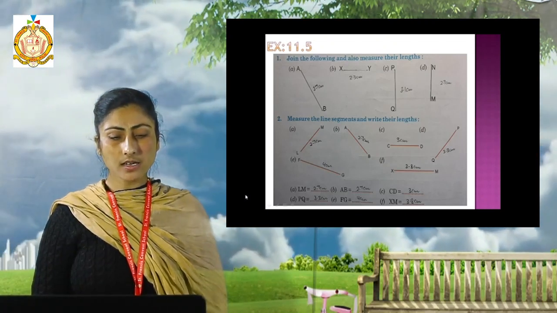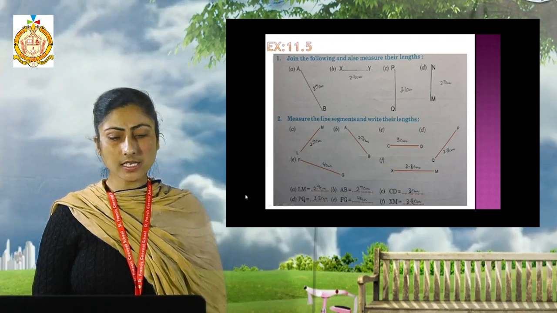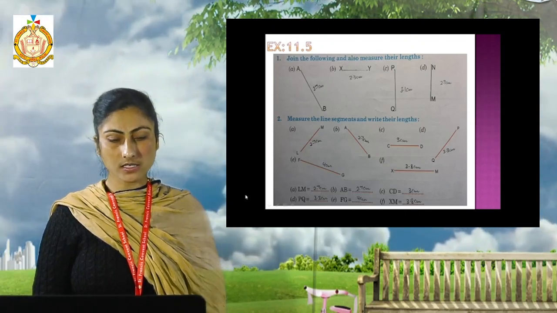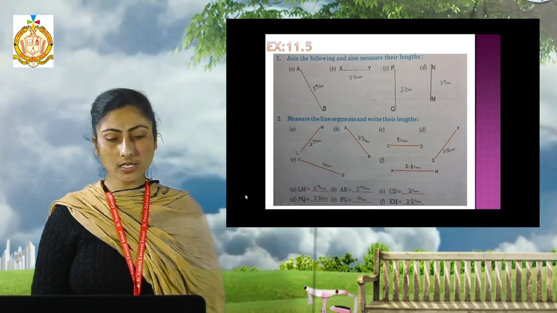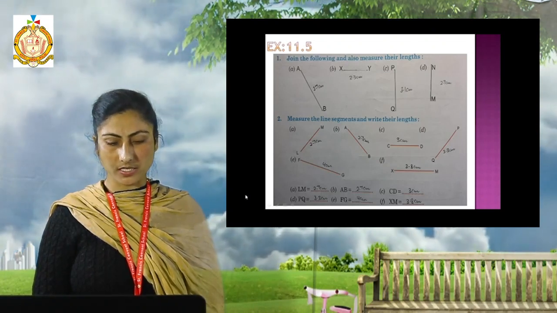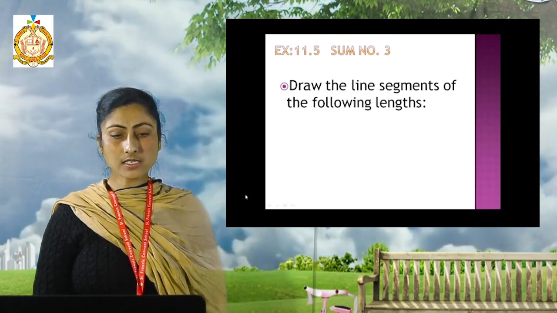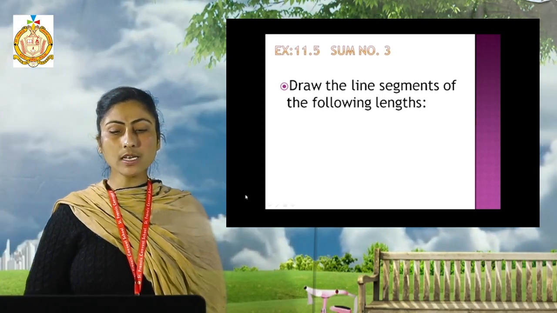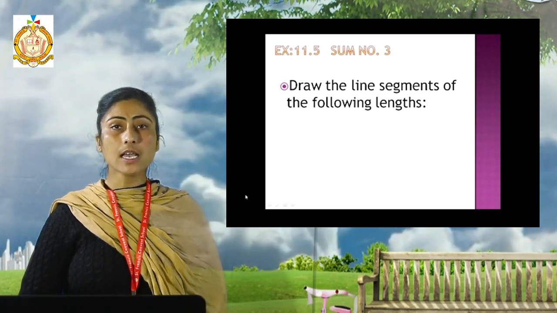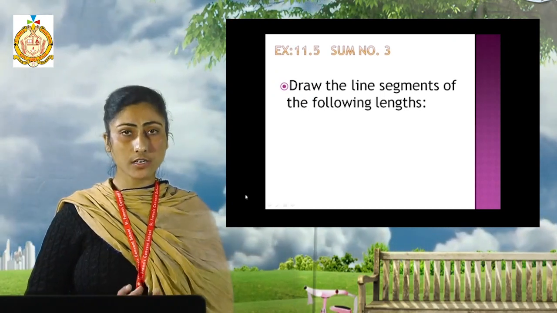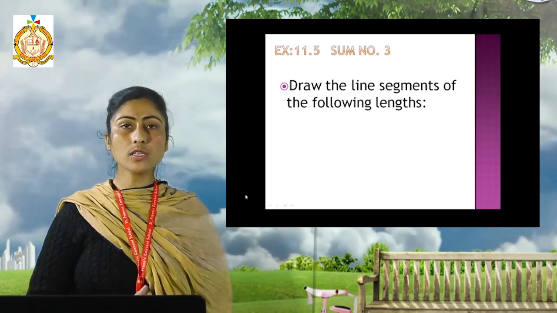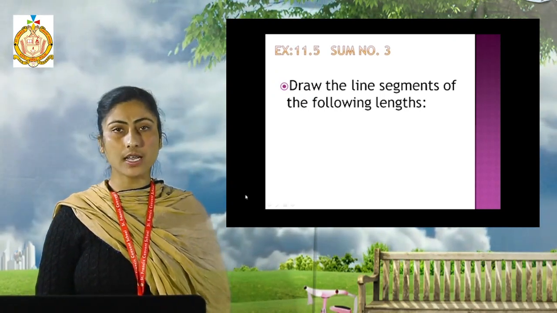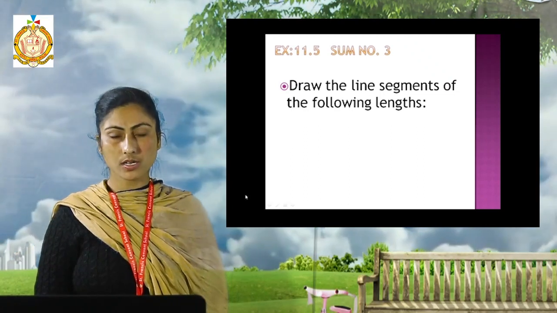Next is second part, measure the line segment and write their lengths. Same, measure all the line segments and write down their measurements. Next 11.5 exercise, sum number 3, which is draw the line segments of the following lengths. Measurement of lengths are given to you. You have to draw the line segments of the given lengths on your notebook.